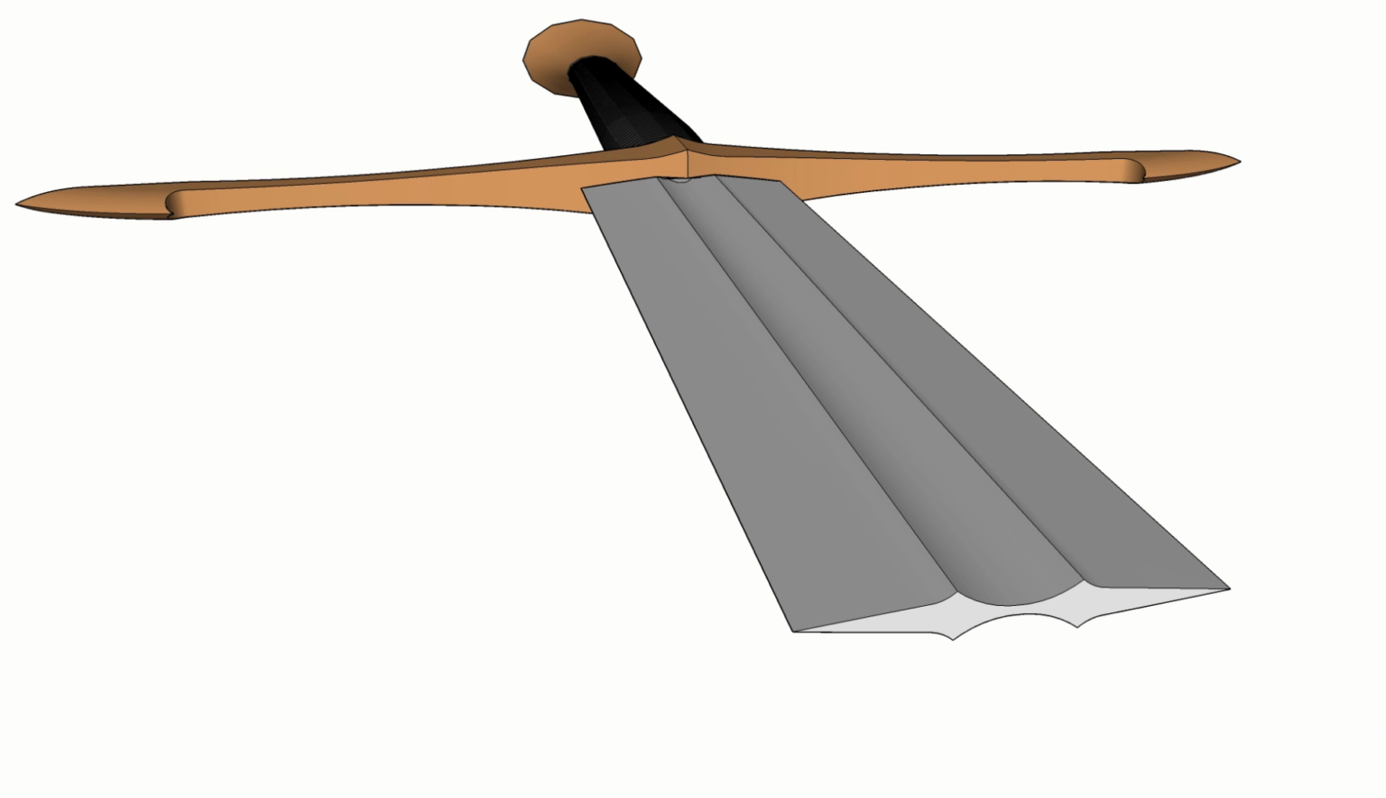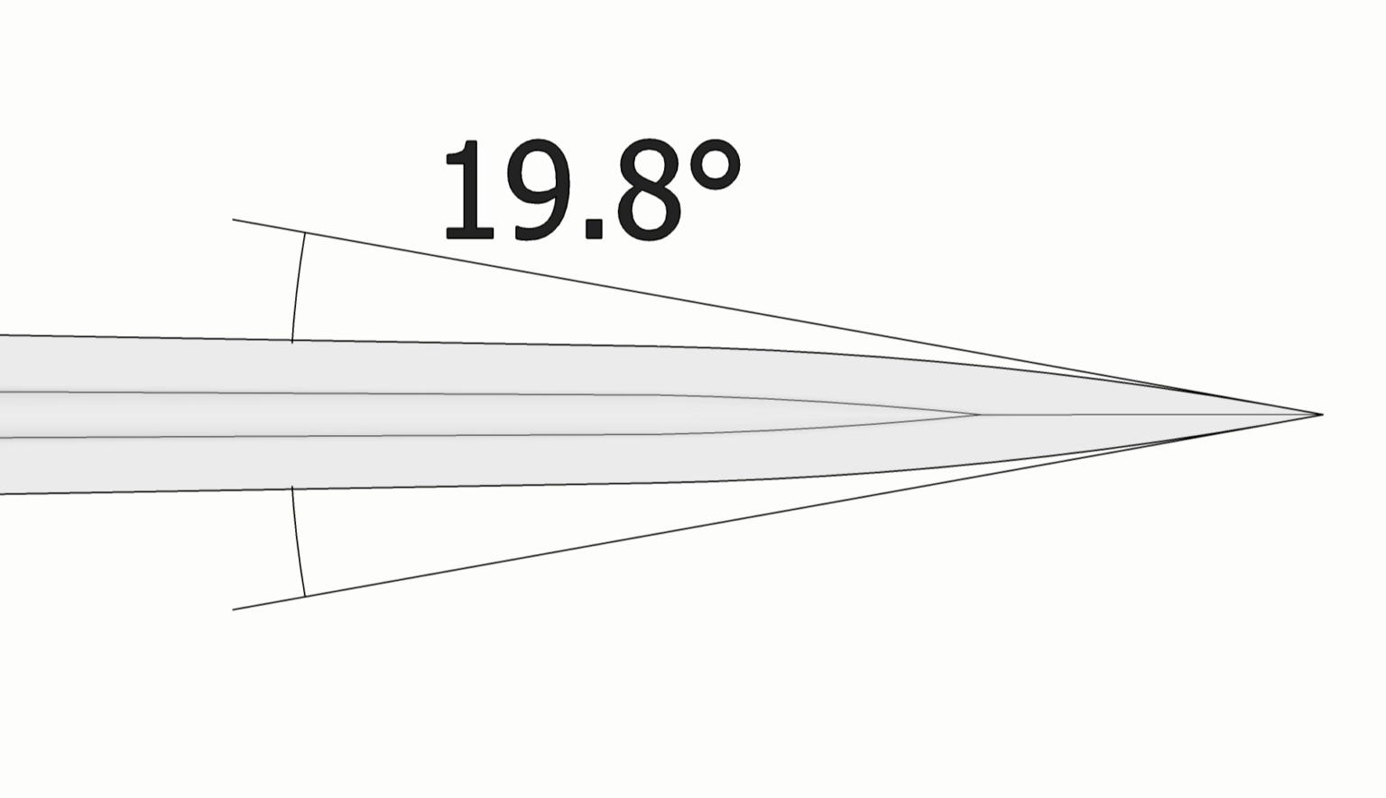Next is the edge bevel angle, or degree. So looking at the angle of the edge bevel. And then lastly, the tip angle, its acuteness. So how fine and sharp or pointed that tip is.